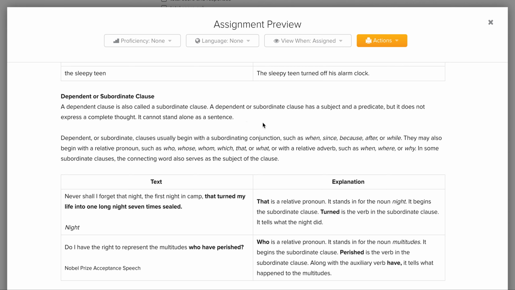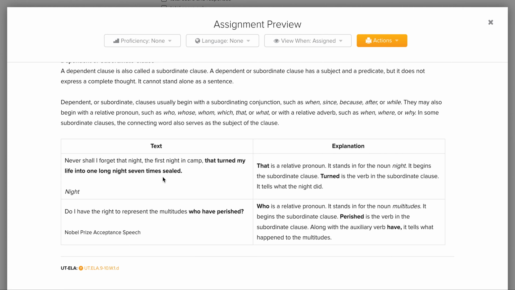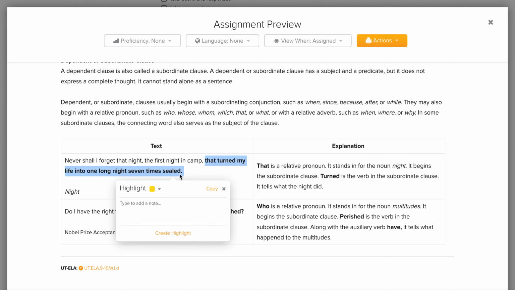And just like any clause, they contain a subject and a predicate, but it does not express a complete thought. It cannot stand alone as a sentence. Here's an example. This is from the book Night. "Never shall I forget that night, the first night in camp, that churned my life into one long night times seven times sealed." This last part of the sentence, it is a clause.